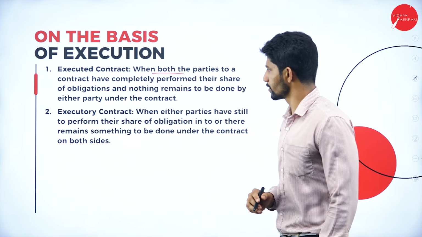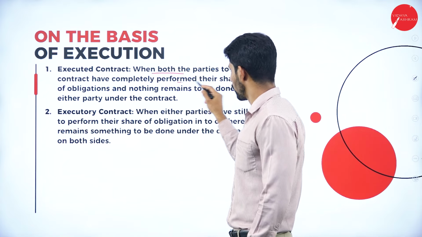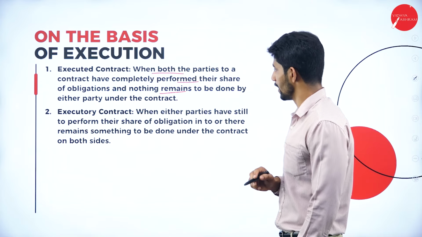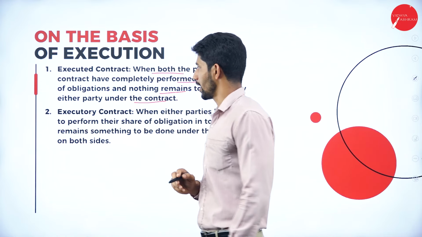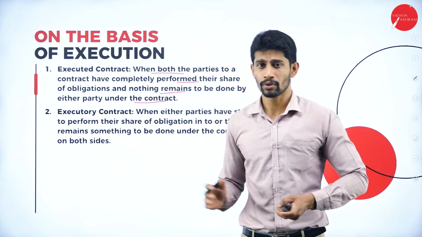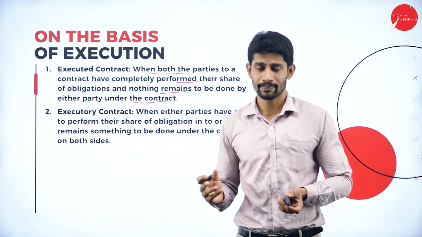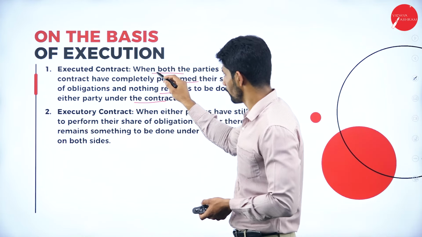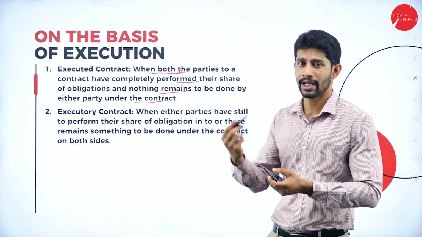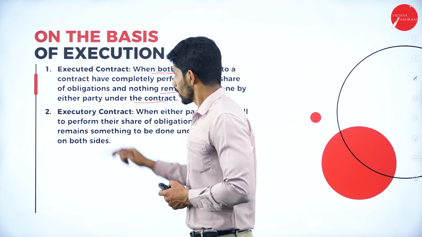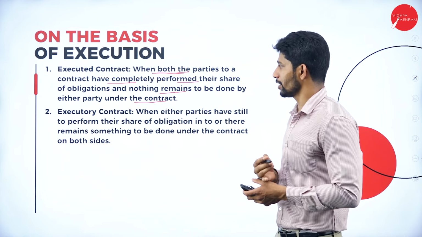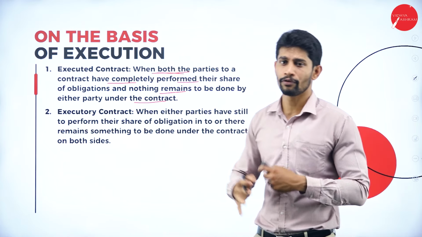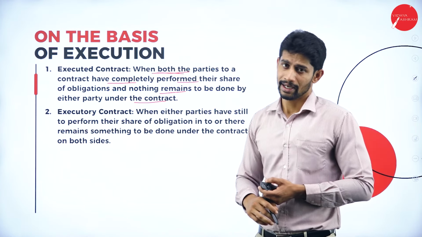When both the parties to a contract have completely performed their share of obligations and nothing remains to be done by either party under the contract. So executed contract is where both the parties have already performed their duties as per the rules and regulations. Here, when both the parties, buyer and seller, have completely performed their share of obligation, that means they already performed their duty. There is nothing remaining to perform. So that is called executed contract.